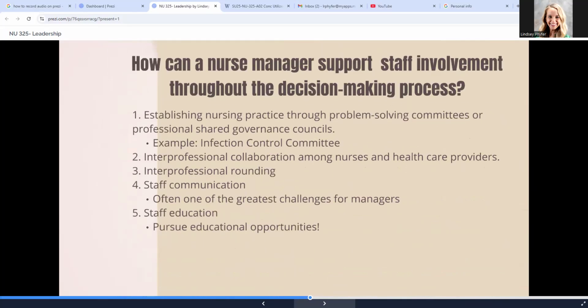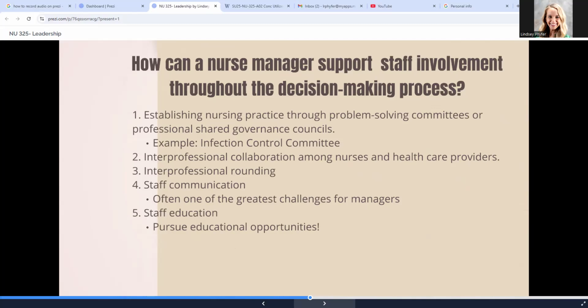So how can a nurse manager support staff involvement throughout the decision-making process? There's a few different things that they can do. The first one is going to be establishing nursing practice through problem-solving committees or professional shared governance councils. So an example of this would be formulating an infection control committee. They can also promote interprofessional collaboration among nurses and healthcare providers.